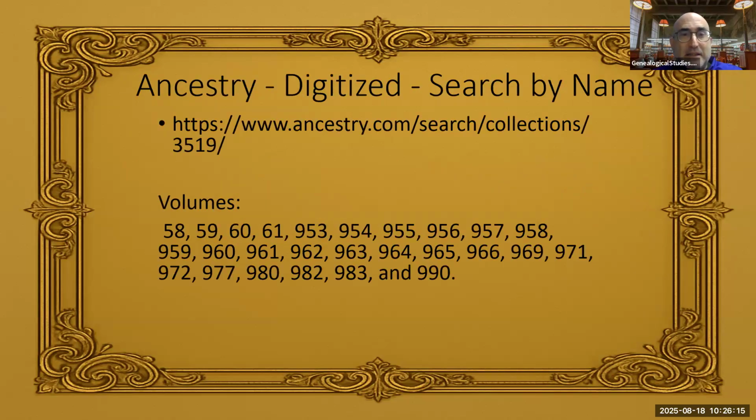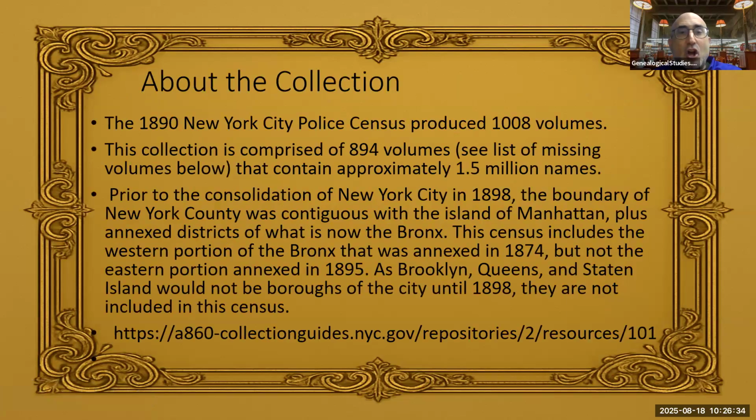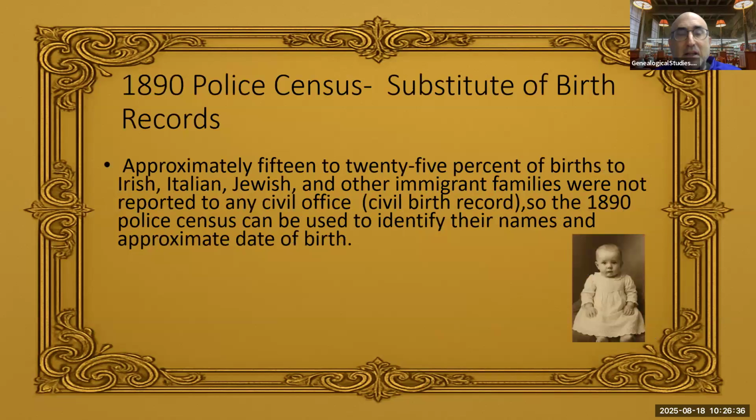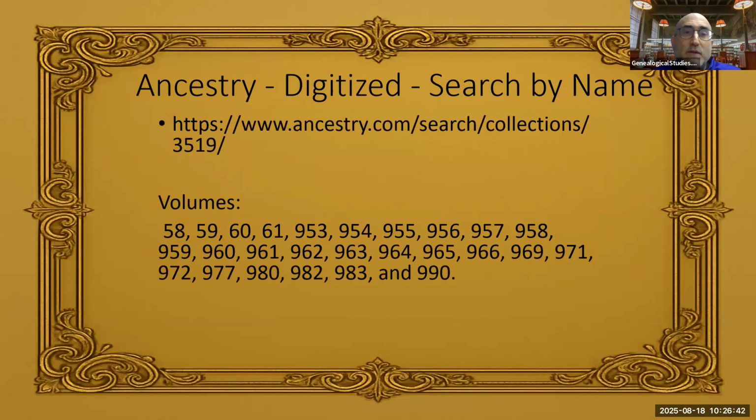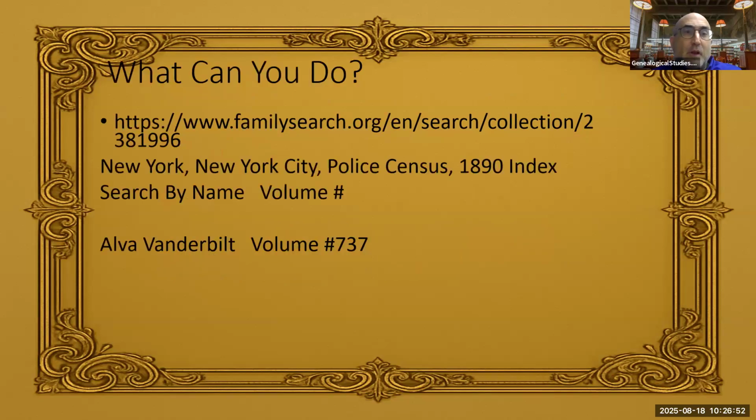Now, searching the 1890 police census. On Ancestry, it's digitized. You can search by name. You can put in your ancestor's name. But the problem is you can see they only have 30 volumes in Ancestry digitized. And as we learned, there are more than 894 volumes existing. So if you put in the name of an ancestor who's not in one of the volumes that Ancestry has, you'll come up with nothing when in fact they could be on the census. It's not on Ancestry. So what do you do?